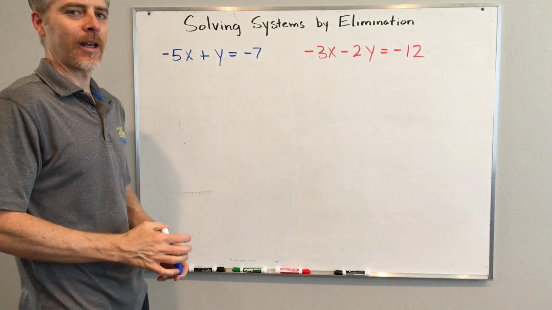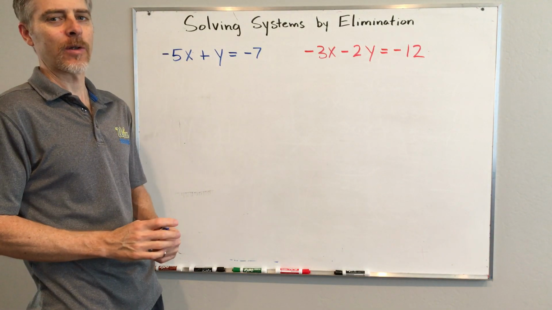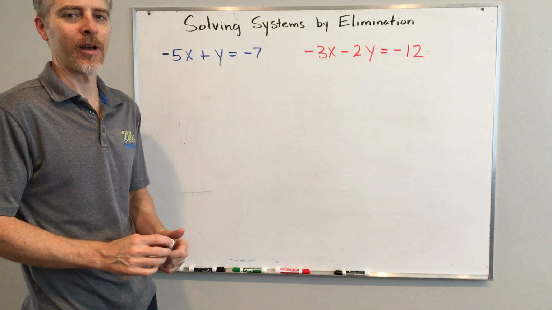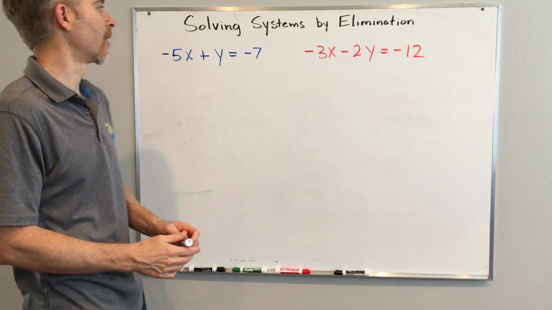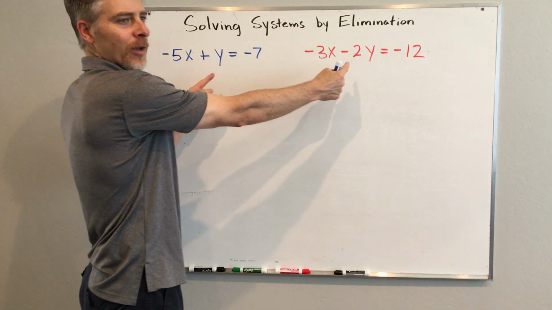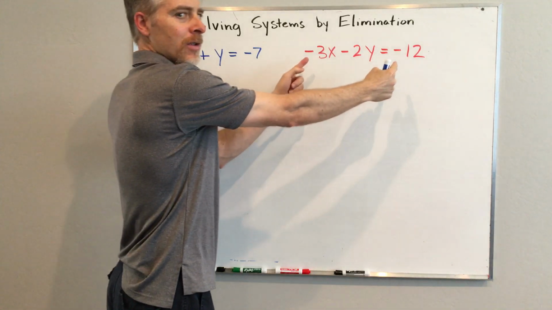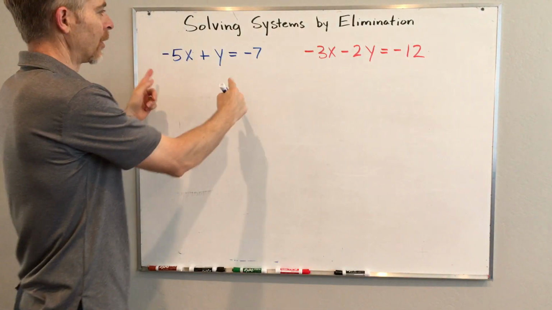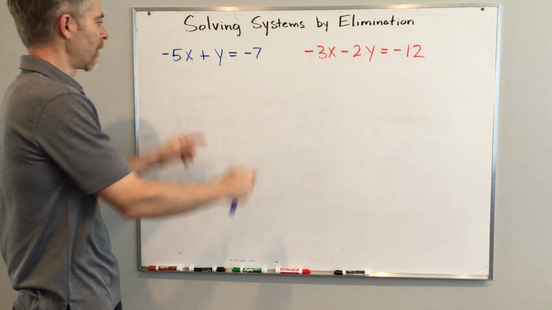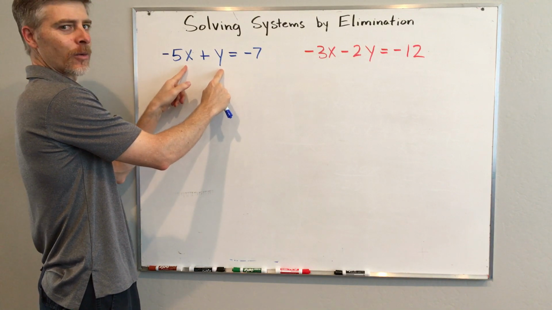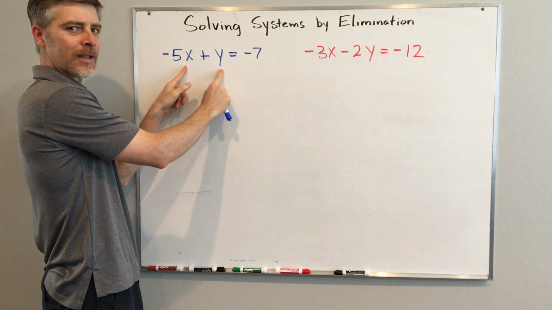Well, today we're going to look at our third method for solving a system of equations. So we've got our system of equations. We have two equations in the same problem, the blue one and the red one. Notice it's got an x and a y. So what does that tell us?